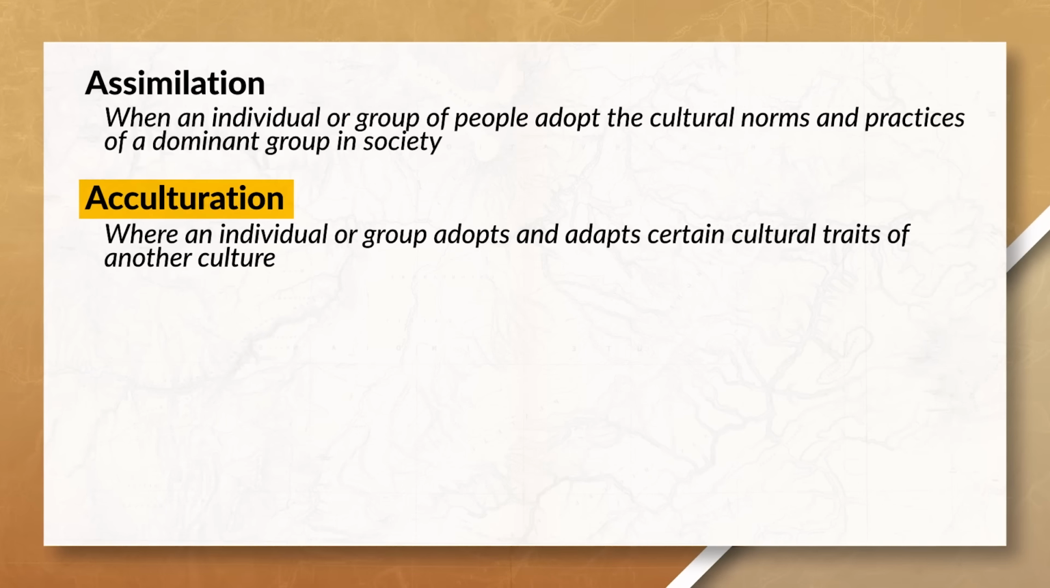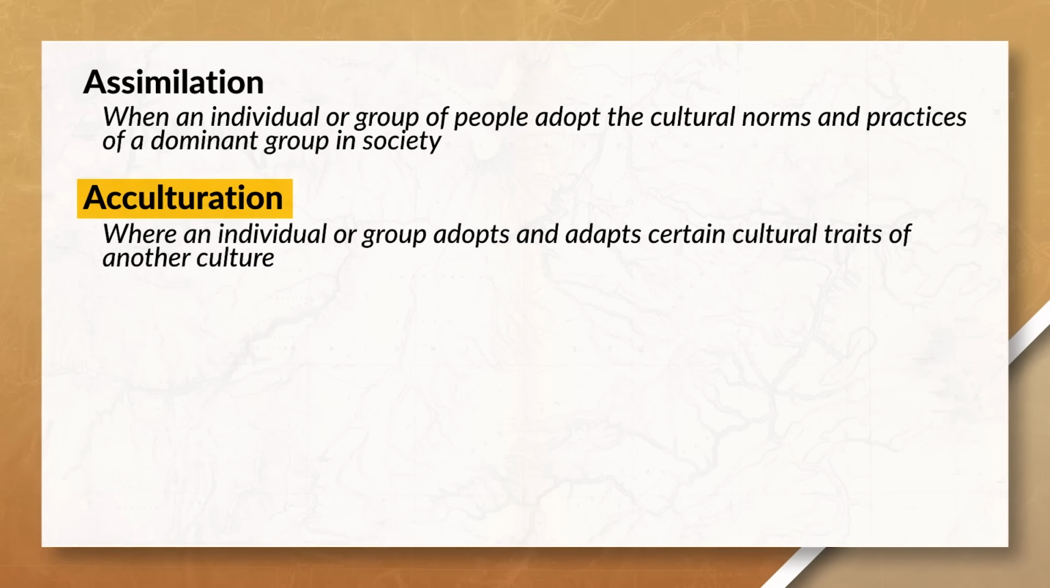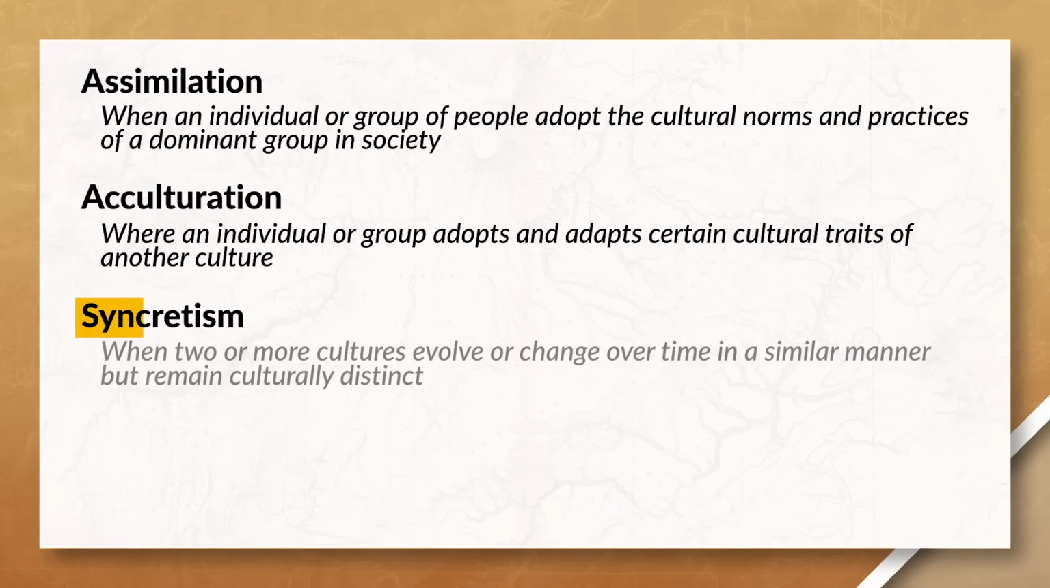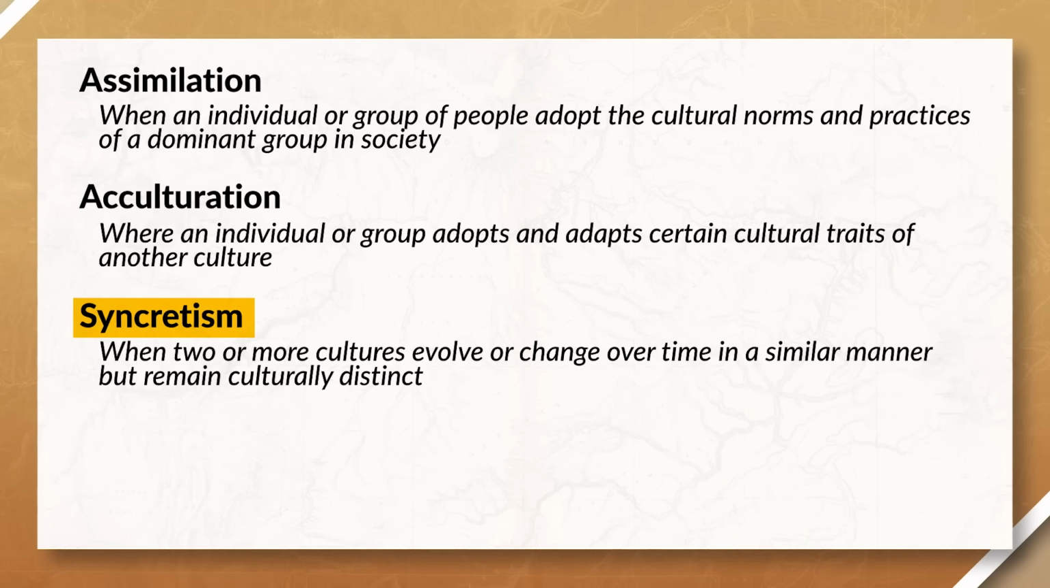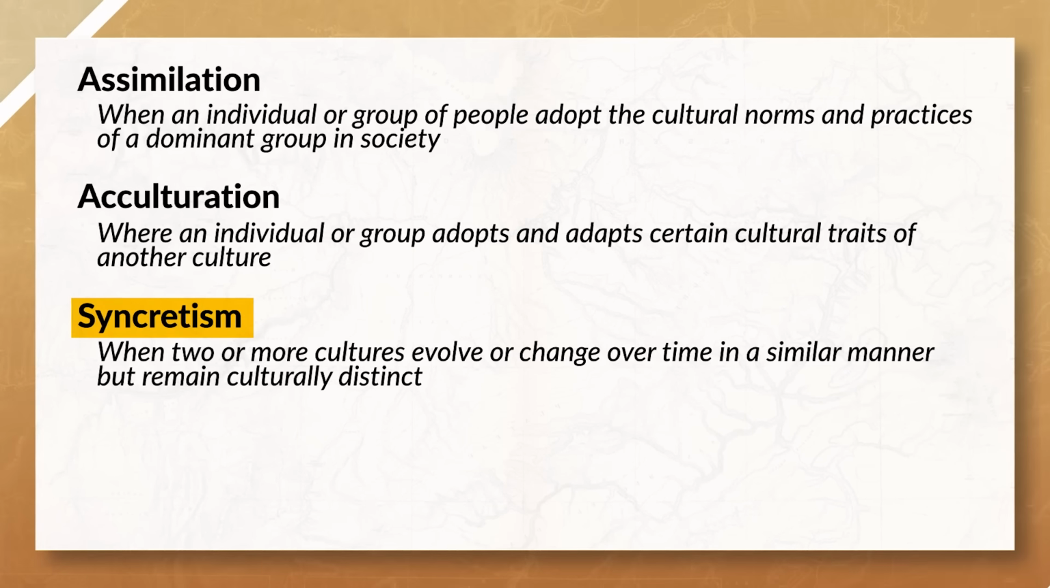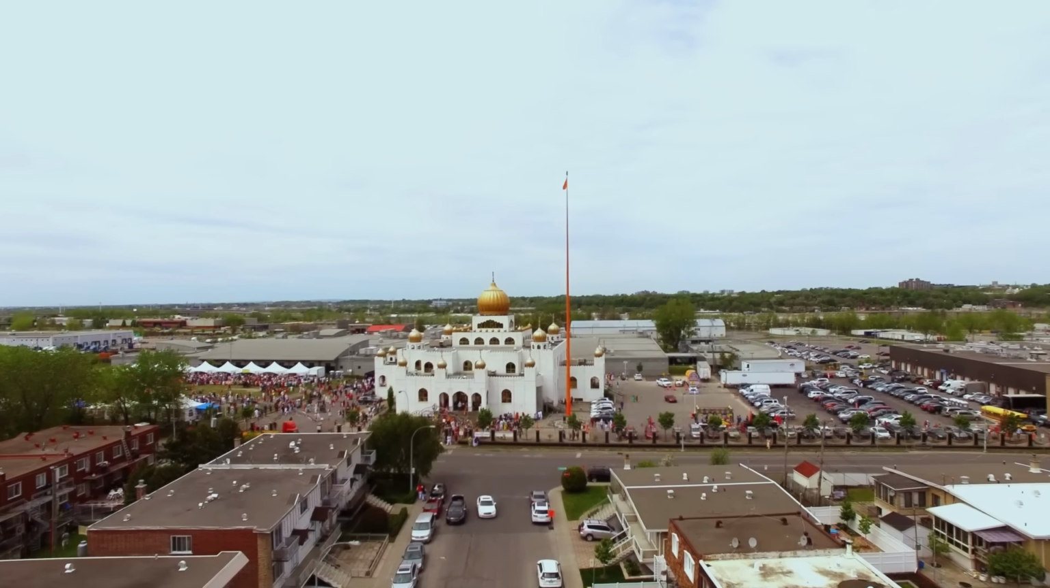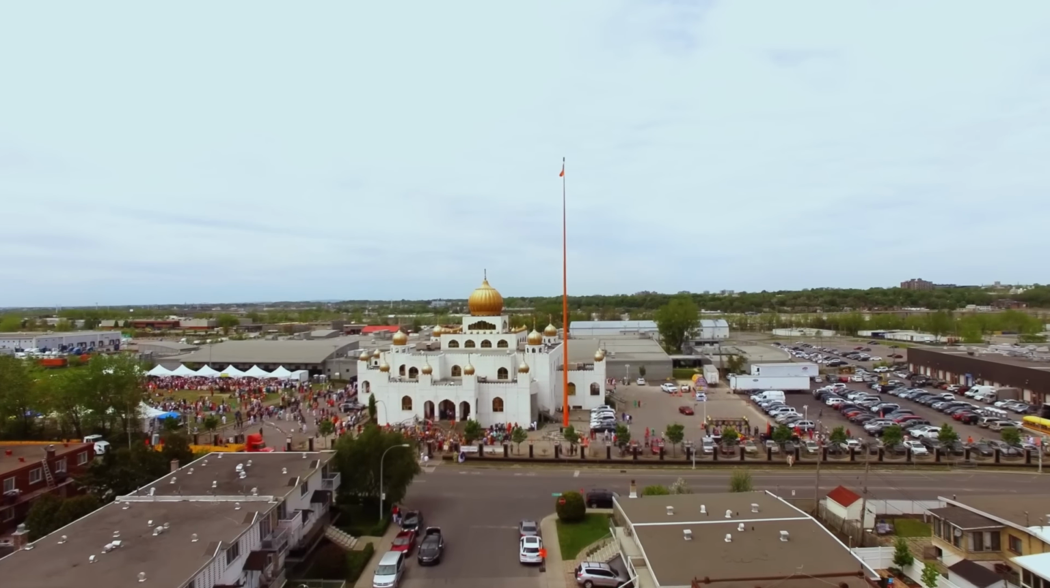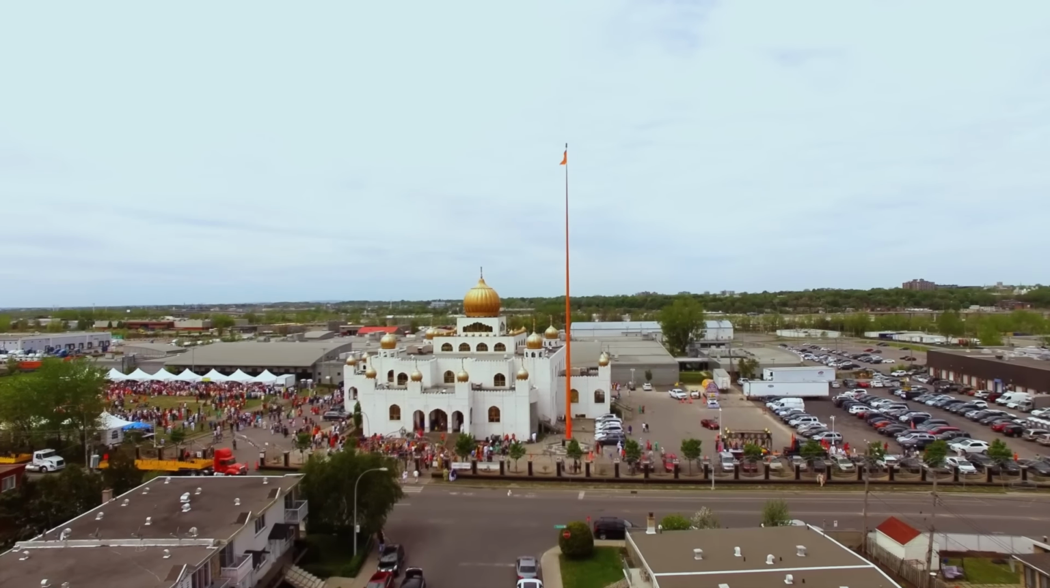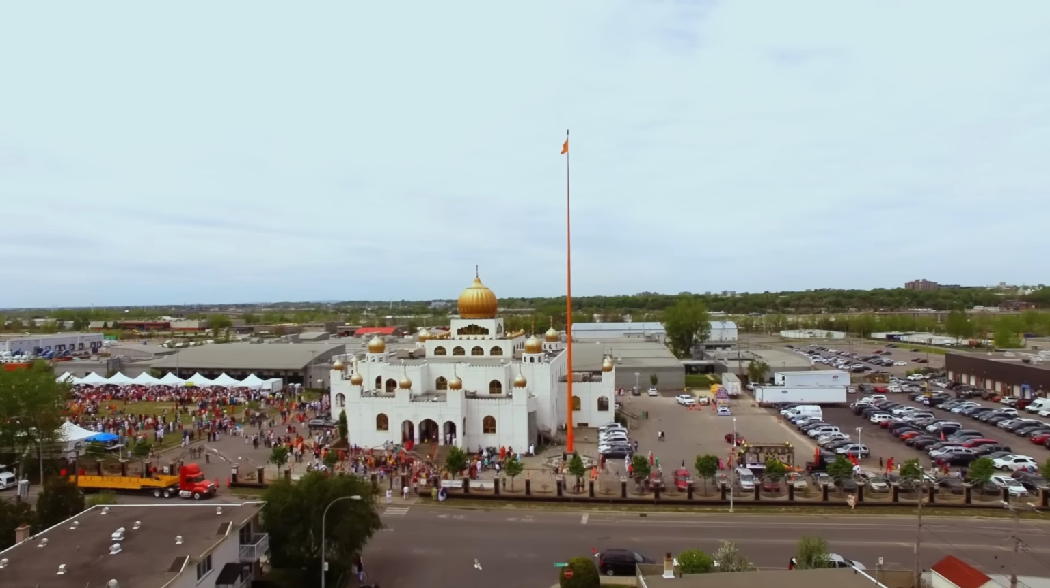Another thing that we can observe happen when diffusion occurs is syncretism. This is when two or more cultures evolve or change over time in a similar manner, but remain culturally distinct. For example, Sikhism started in India and consisted of different elements from both Hinduism and Islam. However, over time, Sikhism developed into its own religion.